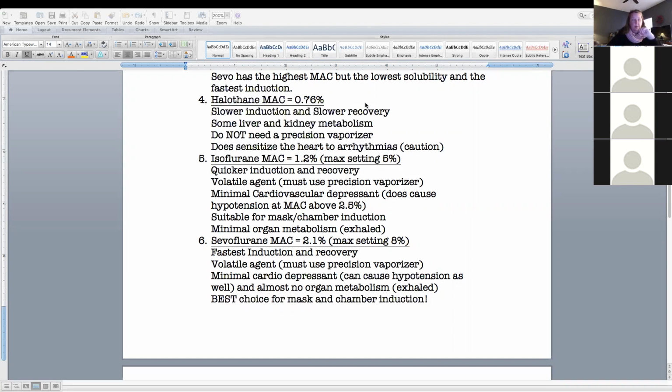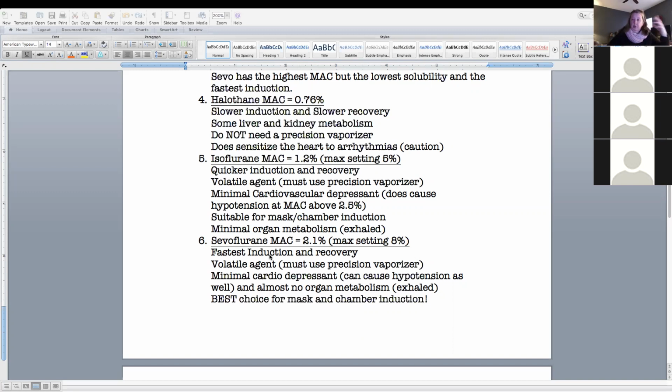Isoflurane is 5%. The vaporizer for Sevo goes up to 8%, mainly because it has a much higher MAC. Its MAC is 2.1, meaning it is not as potent as iso. It's not as potent as halothane. But sevoflurane is the fastest induction and fastest recovery agent we have.